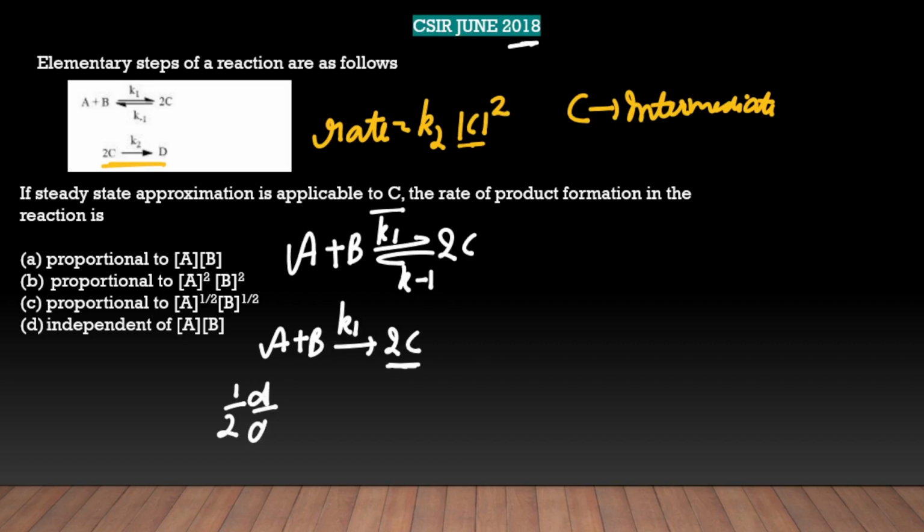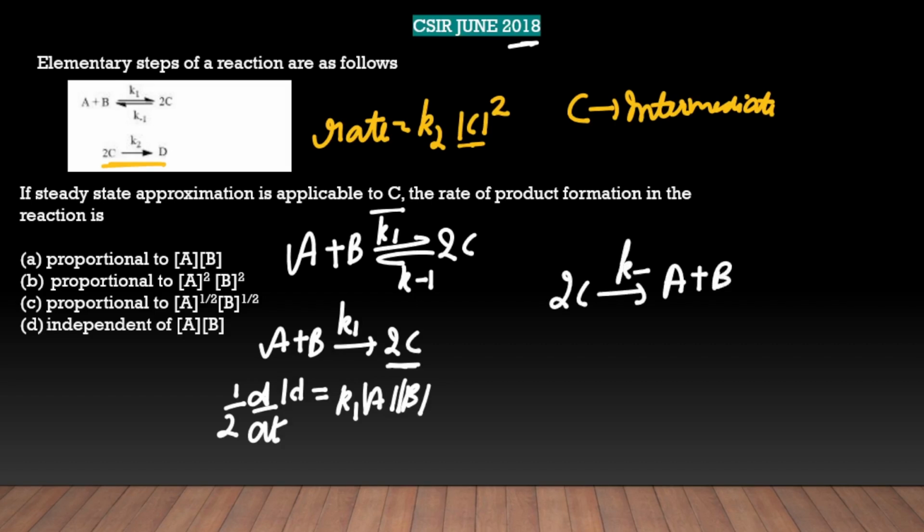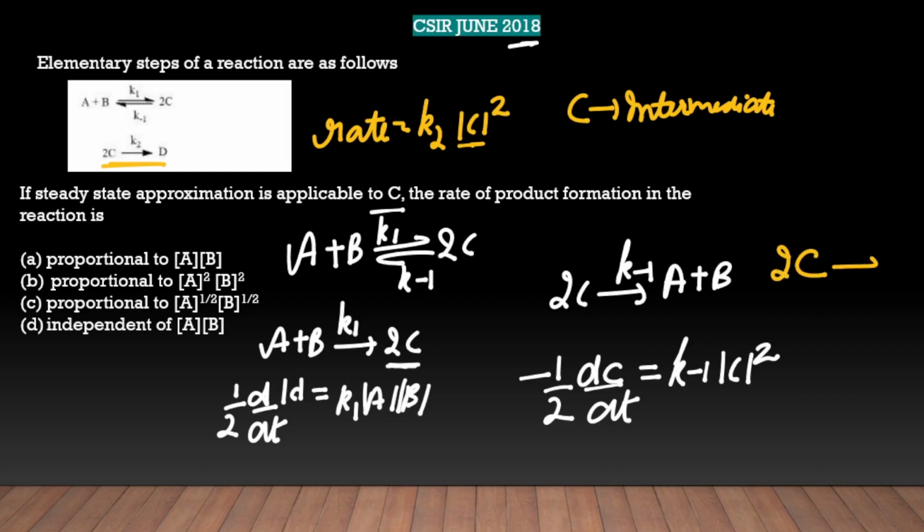So 1 by 2 d[C]/dt will be k1 times A into B's concentration, right? And the other one we have is 2C giving us A plus B. This is with the rate constant k inverse. So minus 1 by 2 d[C]/dt equals k inverse times C squared, right? Now one more reaction is there, which involves 2C giving you D with the rate constant k2. So minus 1 by 2 d[C]/dt will be equal to k2 times C squared.